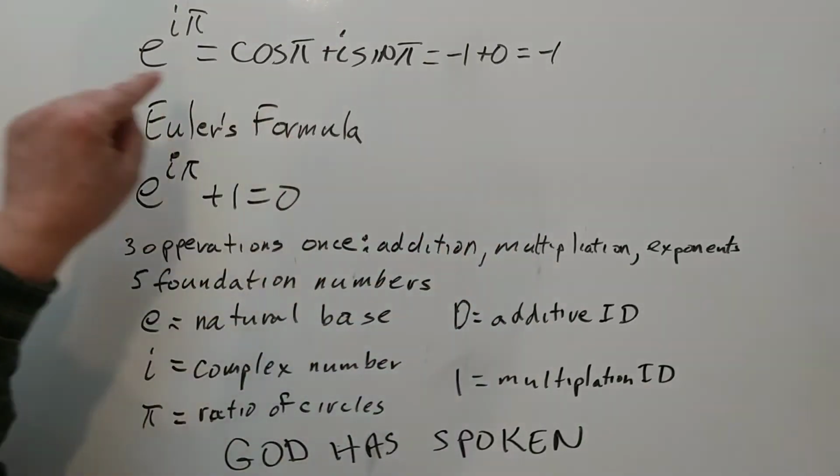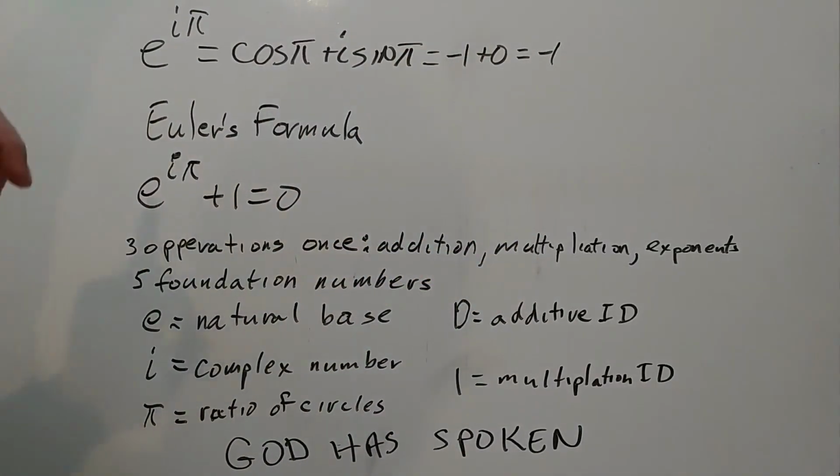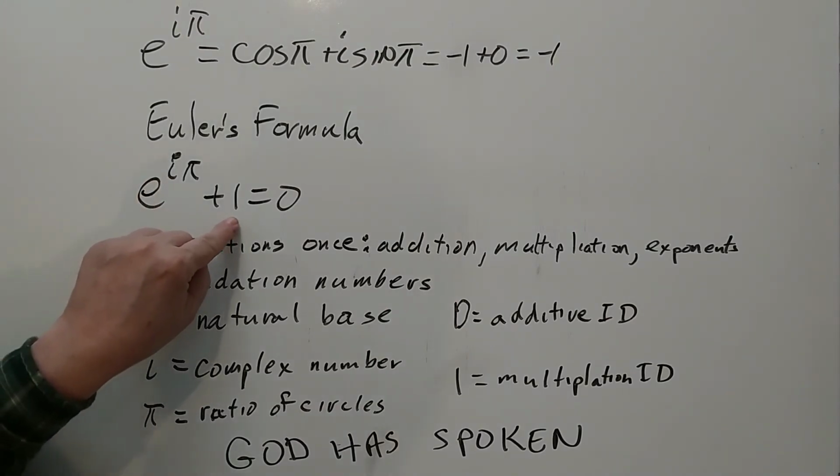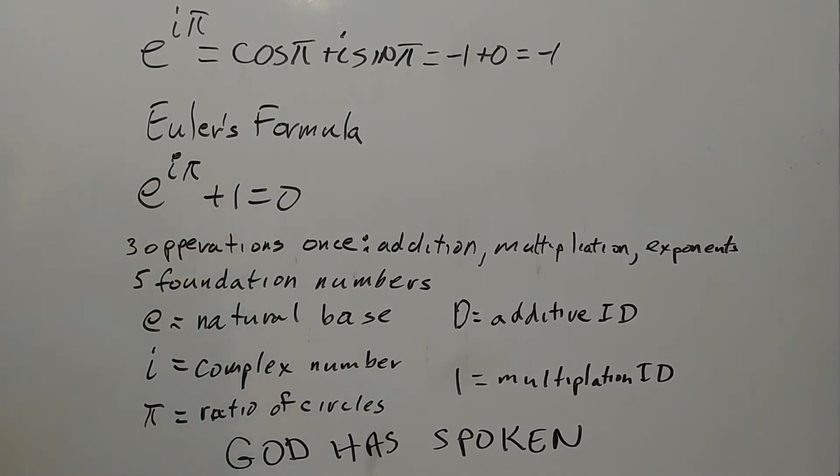This means that if I bring the 1 to the other side of the equation, I get something called Euler's formula, one of the most famous formulas in mathematics. e to the i pi plus 1 equals 0. This is such a unique formula. It has the 3 basic operations of mathematics: addition, multiplication, and exponents. Division and subtraction are just subcategories of addition and multiplication. Square roots are a subcategory of exponents.